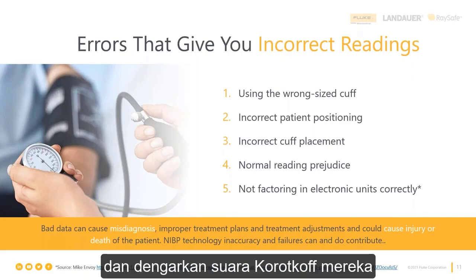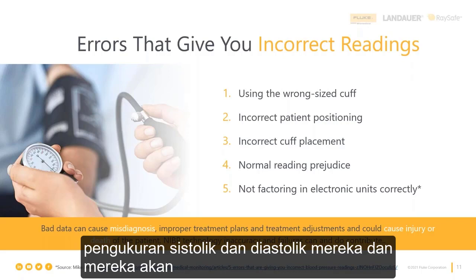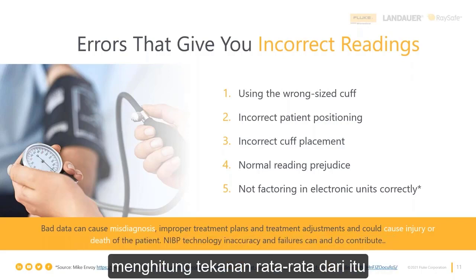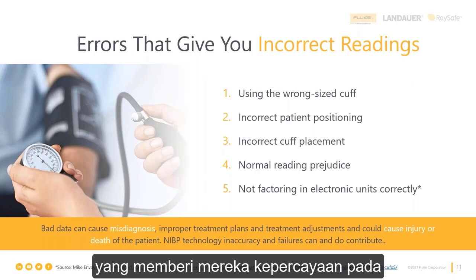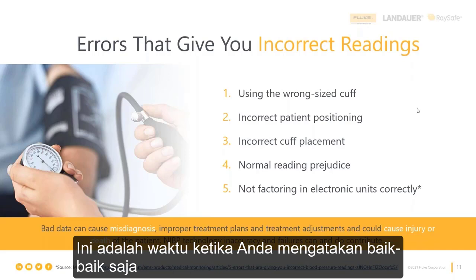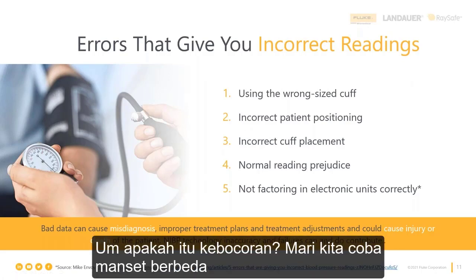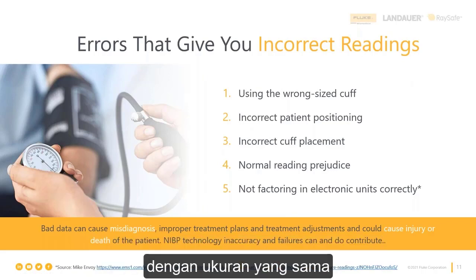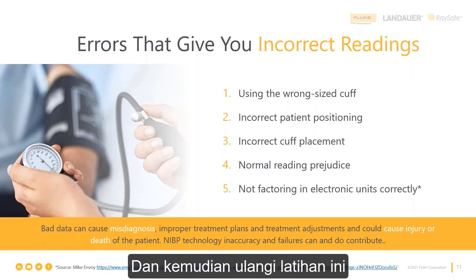and listen for the Korotkoff sounds, because that's what's going to give them their systolic and diastolic, and they'll calculate the mean pressure from that. Nine times out of 10, that gave them the trust in the measurement that the automated unit was making. Sometimes it didn't. And as Mike said, that's the time when you say, okay, there's really something wrong going on here. Is it a leak? Let's try a different same size cuff, okay? And then repeat the exercise.